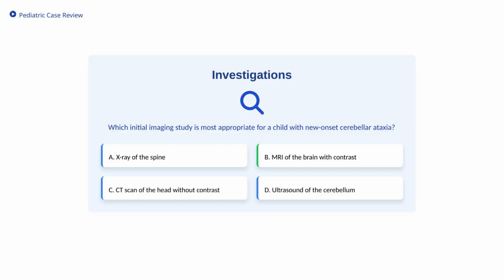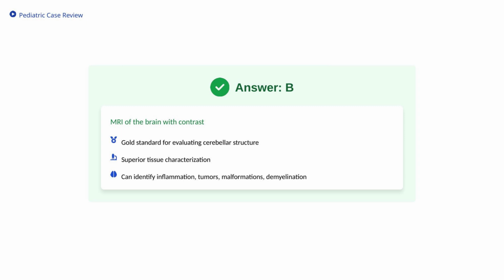Let's discuss the diagnostic workup. For a child presenting with new-onset cerebellar ataxia, which initial imaging study would be most appropriate? Is it A. X-ray of the spine, B. MRI of the brain with contrast, C. CT scan of the head without contrast, or D. Ultrasound of the cerebellum? The correct answer is B.